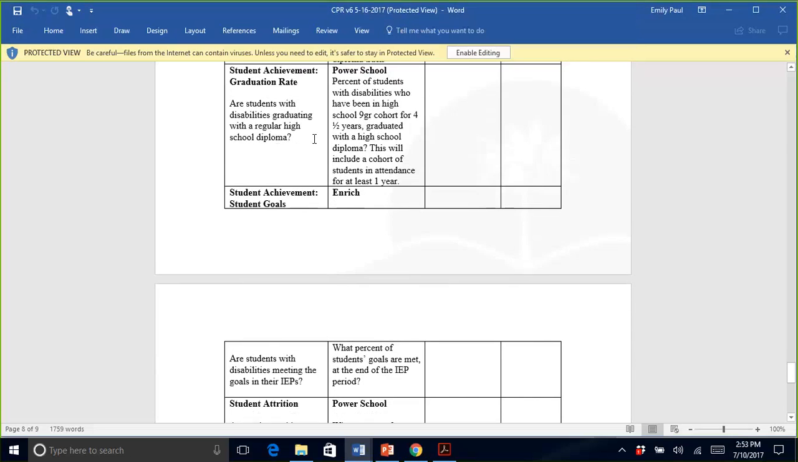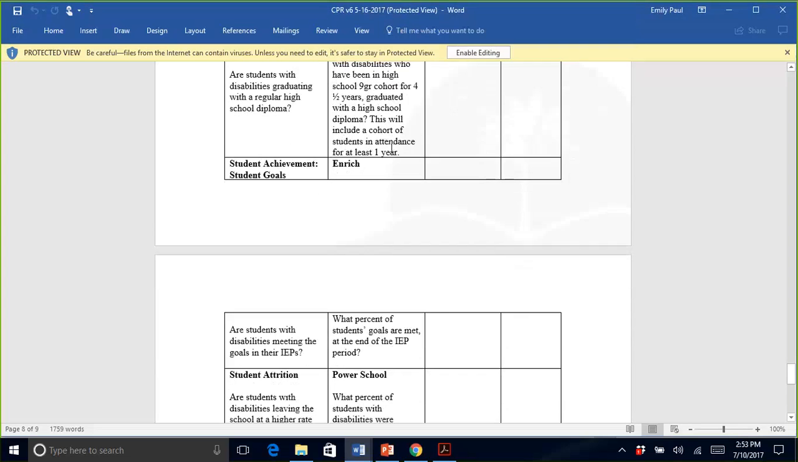Graduation rate. Are our students with disabilities graduating with a regular high school diploma? We're going to look at the same cohort the state looks at, the 9th grade cohort, for 4.5 years instead of the 5-year. And that will include a cohort of students, again, that are only in attendance for at least a year.